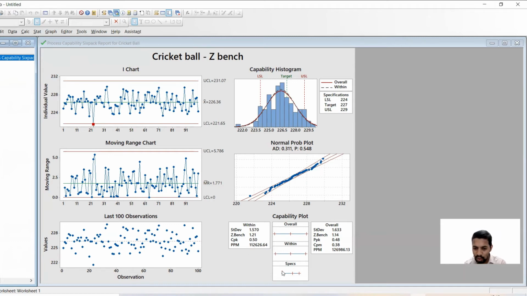PPM, this is the value. So this is the spec. Very beautifully it has been given. This is the spec, but we are operating like this. So there is more width here. So here also is the issue, here also is the issue. And the same thing overall also it says. So this is how Minitab has responded to the values which we have given.